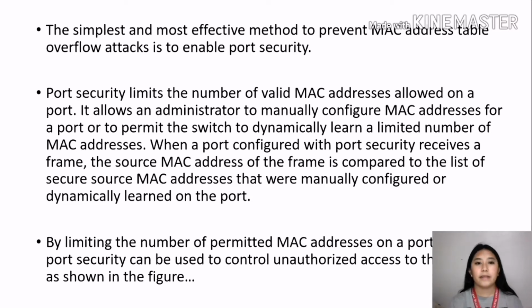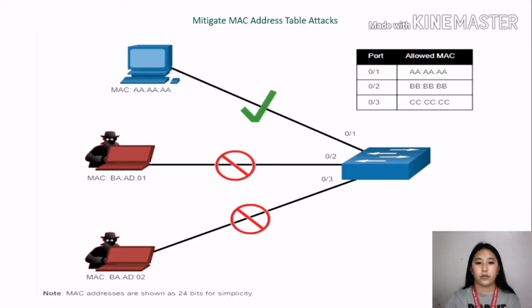So, port security limits the number of valid MAC addresses allowed on a port. It allows an administrator to manually configure MAC addresses for a port or to permit the switch to dynamically learn a limited number of MAC addresses. When a port configured with port security receives a frame, the source MAC address of the frame is compared to the list of secure source MAC addresses that were manually configured or dynamically learned on the port. By limiting the number of permitted MAC addresses on a port to 1, port security can be used to control unauthorized access to the network, as shown in this figure.